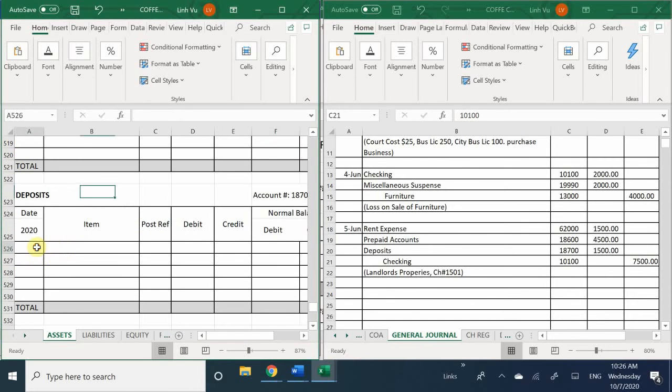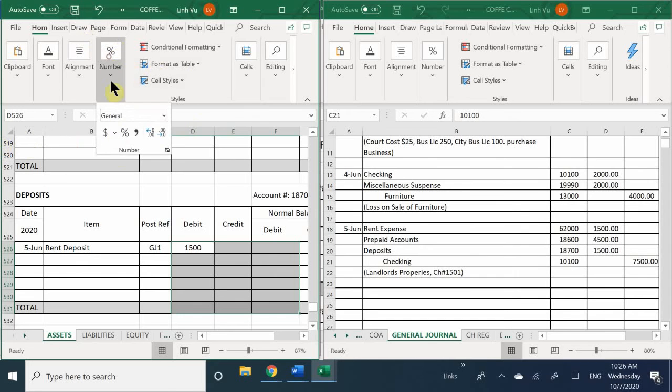Okay. And then deposits should be the account below it. So this is probably on the next page, 6.5. I'm going to fill in my description, or my item, as rent deposit. General journal number 1, and it was for the $1,500. Okay, and because this is my first entry, my normal balance is now $1,500.